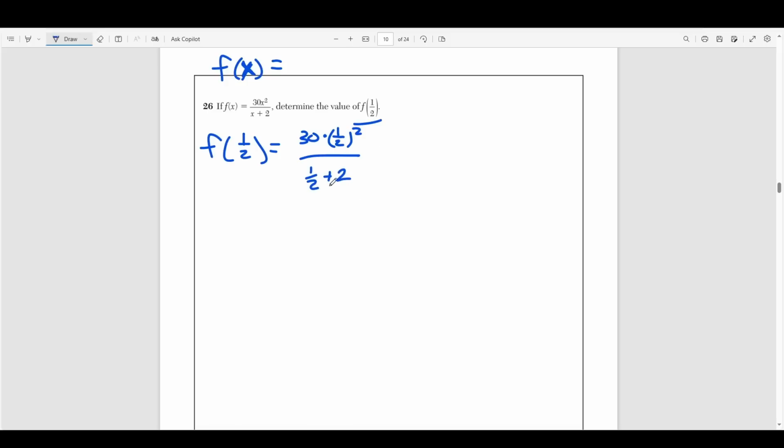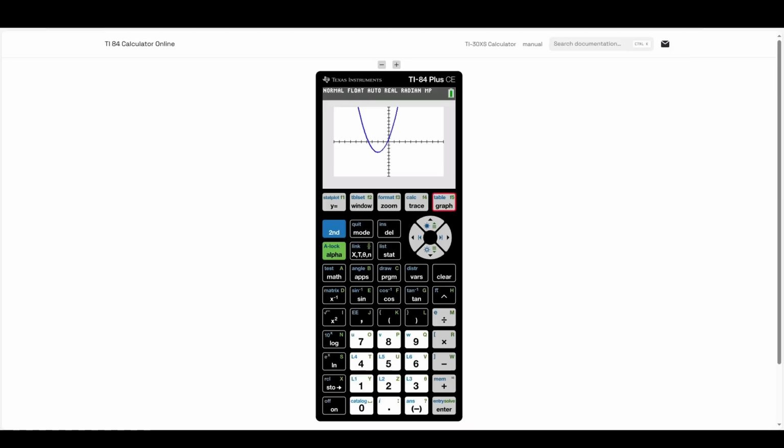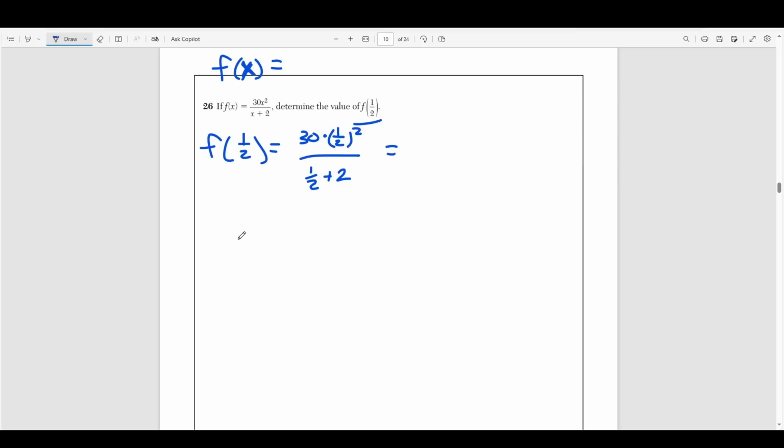Okay, now we could just plug this into our calculator. So 30 times 1/2 squared over 1/2 plus 2. And that's going to give us 3. So we know that f of 1/2 is equal to 3. If you wanted to do the math manually, by all means, you also could have done that. That would have given you 30 times 0.25 over 2.5, which would have been 7.5 over 2.5, which would have been 3.